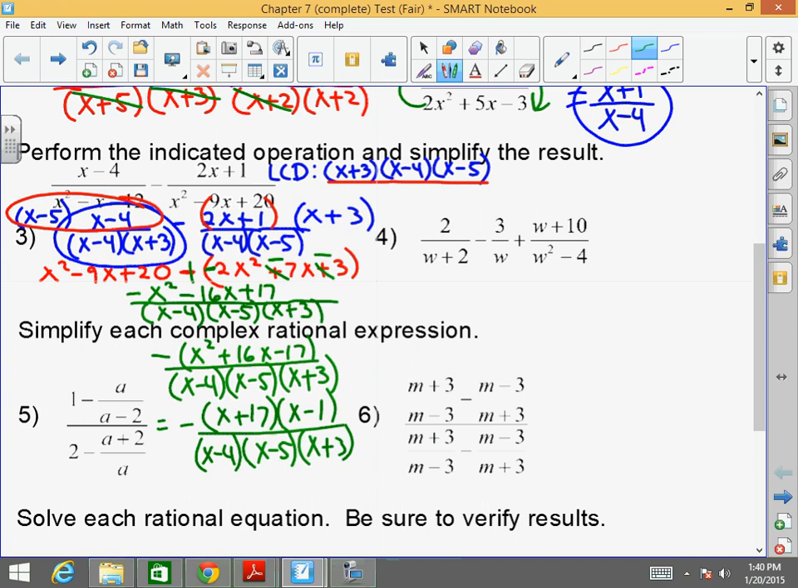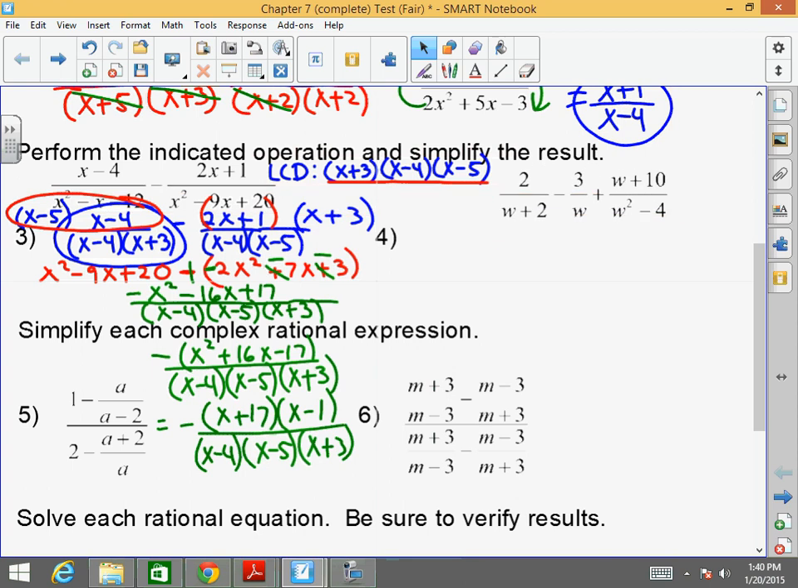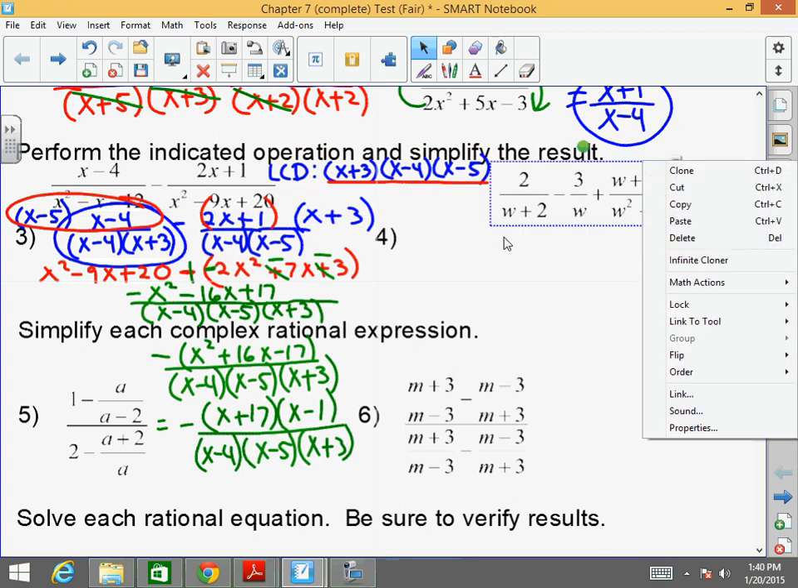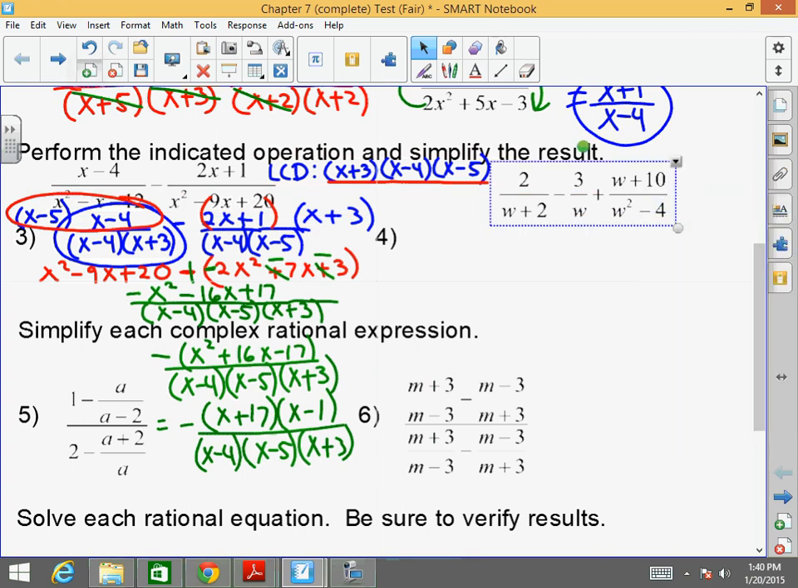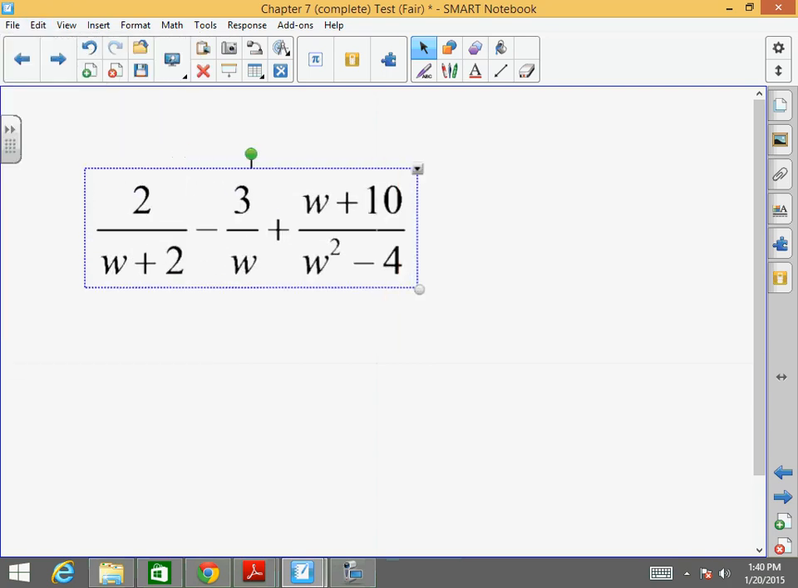Okay. So that's number 3. Okay. Number 4. Actually, let me just go ahead and do this to make my life easier. Okay, that way we have more space.